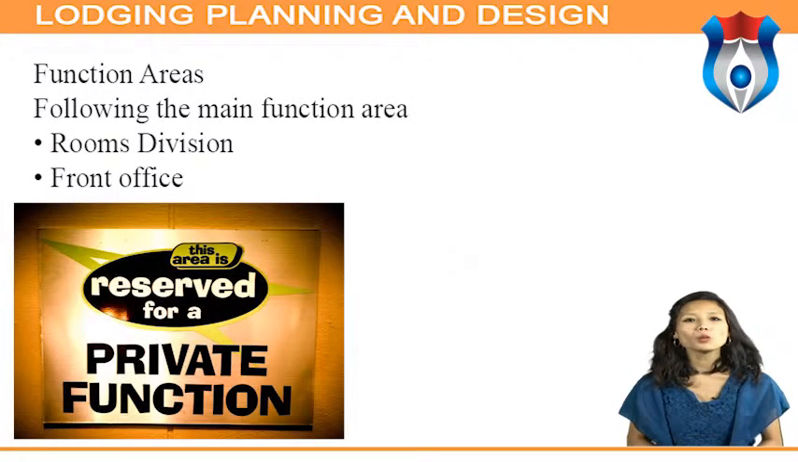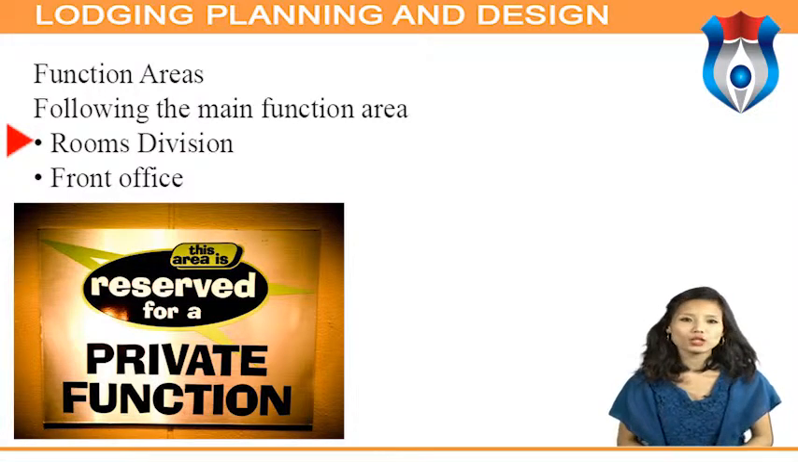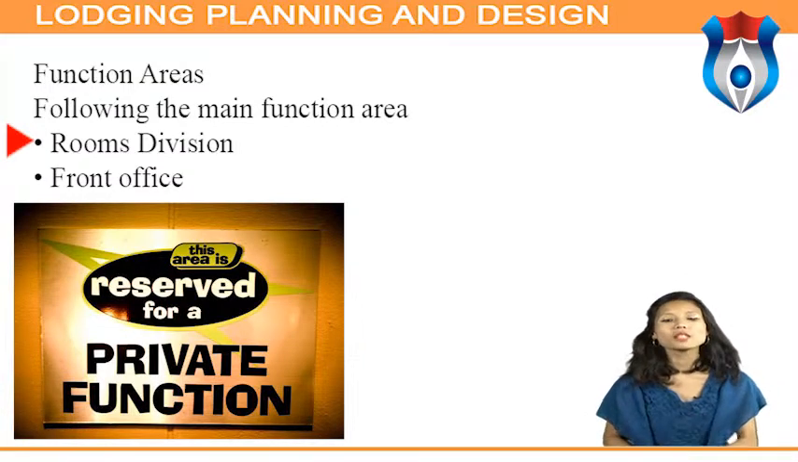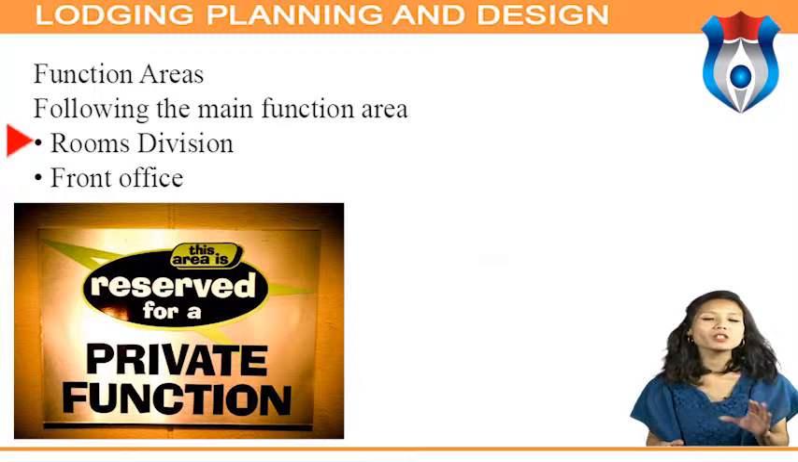Function areas. Following the main function area, rooms division, front office. The majority of hotels' revenue, 60%, is generated from the rooms division department under the heading of room sales. This very department provides the services guests expect during their stay in the lodge. Generally, the rooms division department is typically composed of four different departments: reservation, housekeeping, uniform services, and telephone. It is a brief description of the different departments composing the rooms division department along with their main responsibilities.